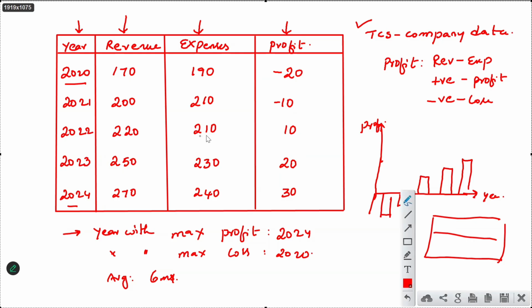So this is the story, guys. This is the story of TCS company. Okay. So might be 2020, 21 might be due to pandemic situation and other things. There is a loss. So rest of the years we are doing well, and we had done very good in 2024. Okay. So this is the story what happened with TCS company.